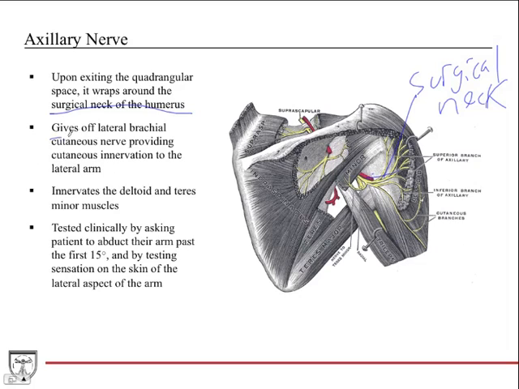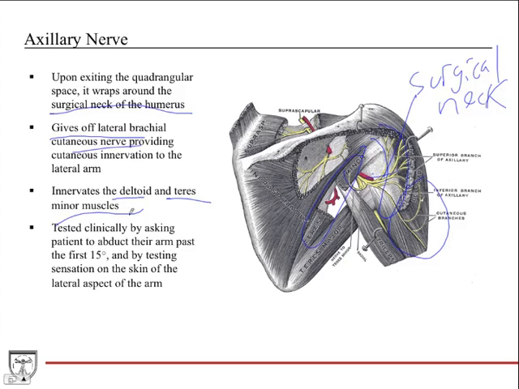And then it gives off these lateral cutaneous nerves, which are shown here, and these nerves innervate the skin covering this lateral aspect of the upper arm. Then it also gives off branches, as you can see here, going into the deltoid muscle. So it innervates the deltoid and the teres minor muscles. It has a branch going up here to the teres minor muscle.